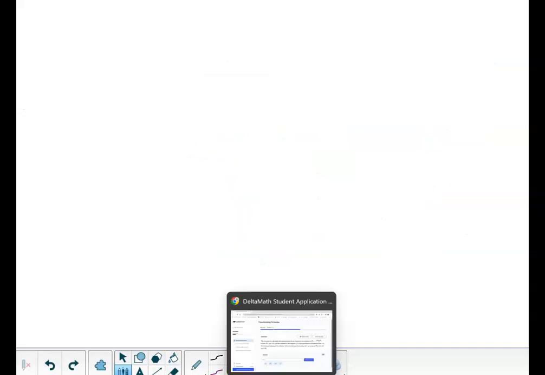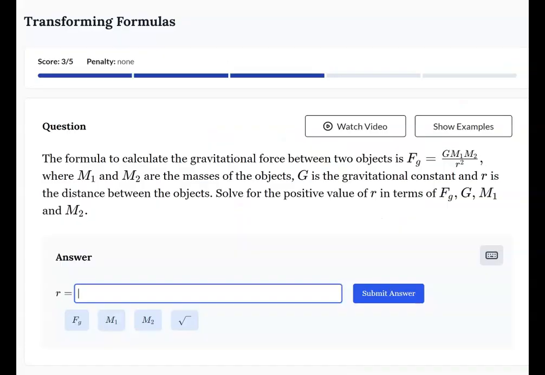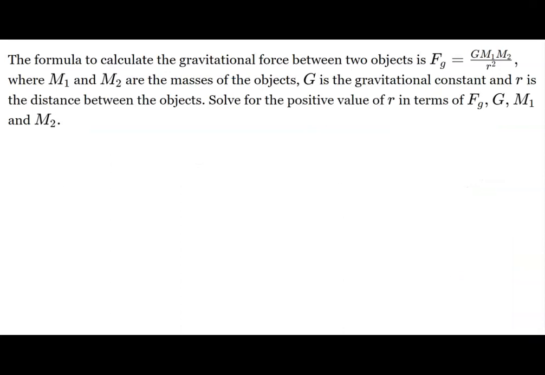Let's take a look at one last question. Now I know this question looks intimidating, but it is one of the most popular transforming formulas questions that I've seen on the Regents exam, so we definitely need to practice it. Now I have to say the math in this question is probably quite simple, but what makes this problem so difficult for students is how scary the terms look.